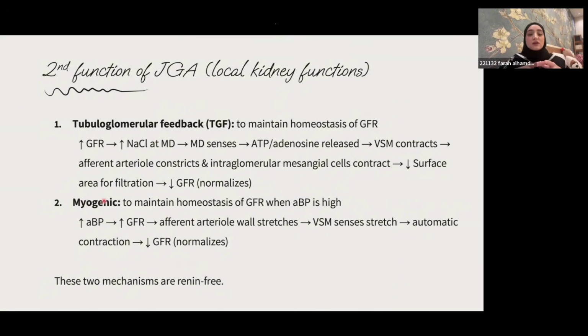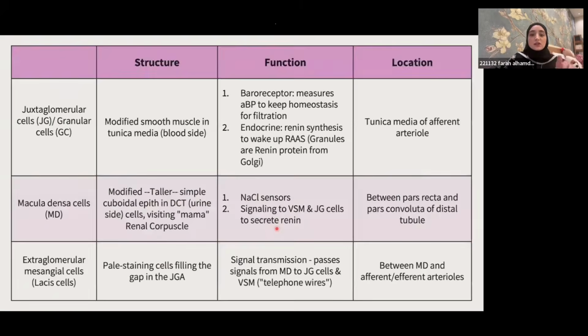The other mechanism is myogenic. It maintains the homeostasis of GFR when arterial blood pressure is high. So when there's a lot of blood pressure at the afferent arteriole, there's increased GFR, right? The afferent arterial wall stretches, and the juxtaglomerular apparatus senses that. These vascular smooth muscle cells, the juxtaglomerular cells, sense this wall stretch.